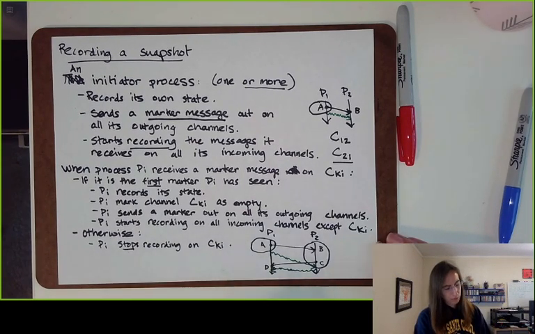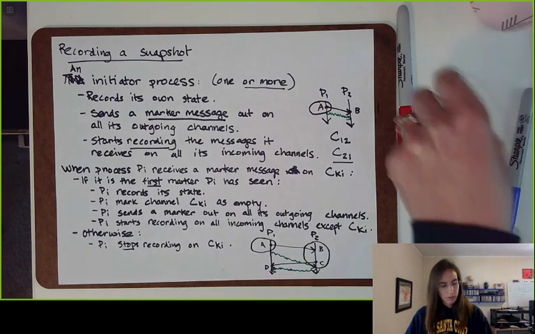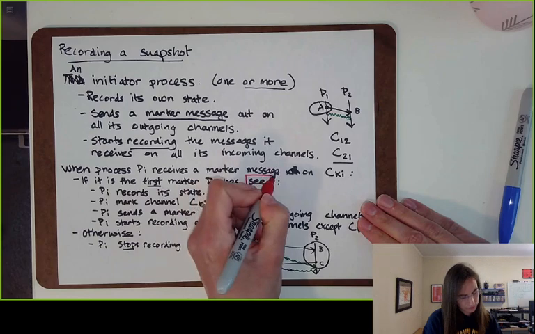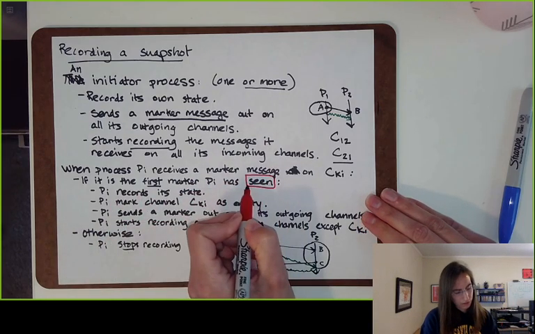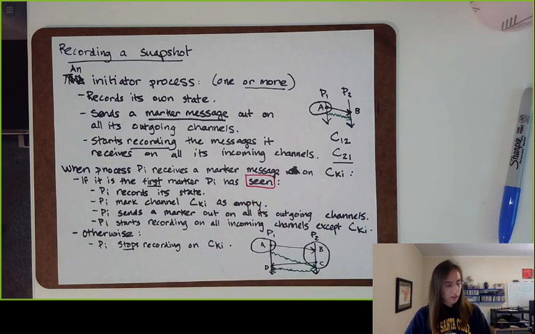What happens on P1? So what does P1 do when it gets that marker message? So to be very clear, we use this word "seen" here. What does it mean to talk about a marker that a process has seen? Well, seen in this case means either a marker that you've sent or a marker that you've received.